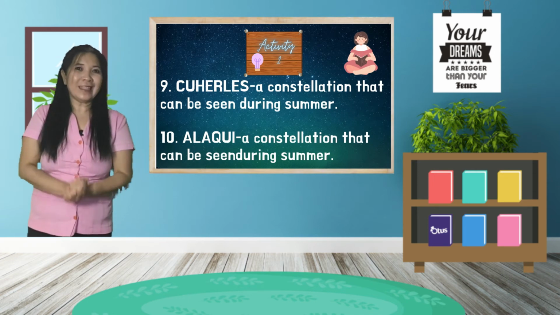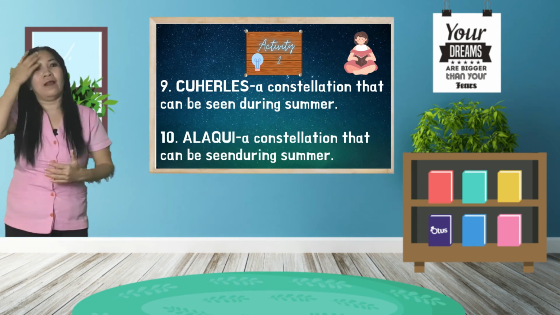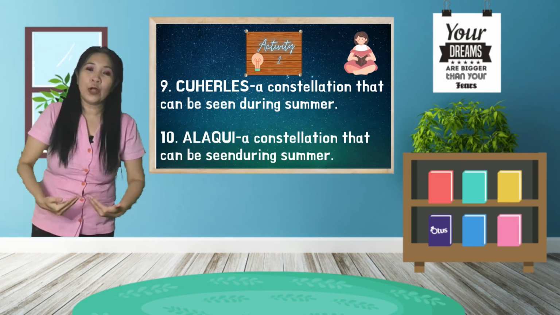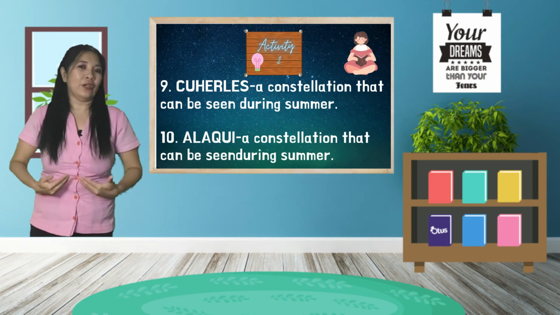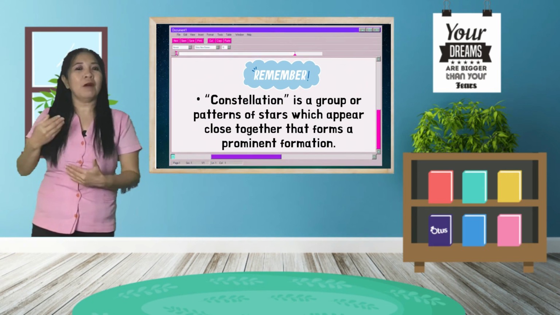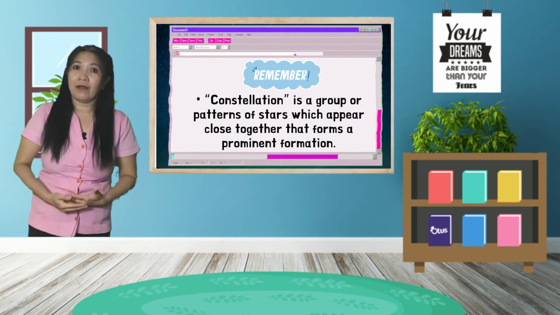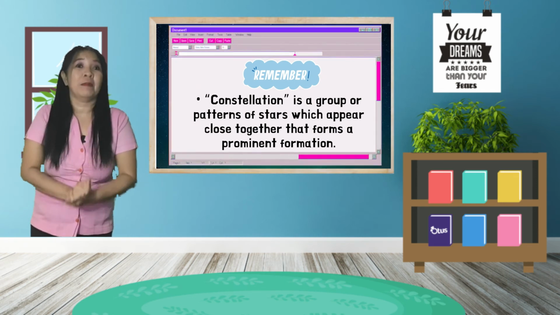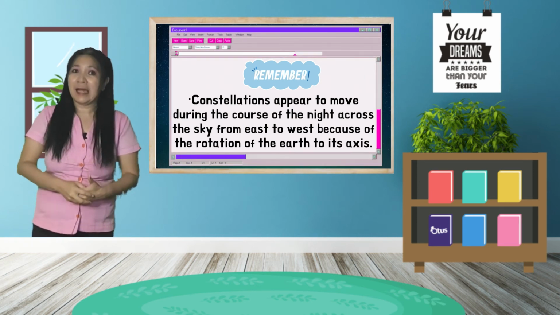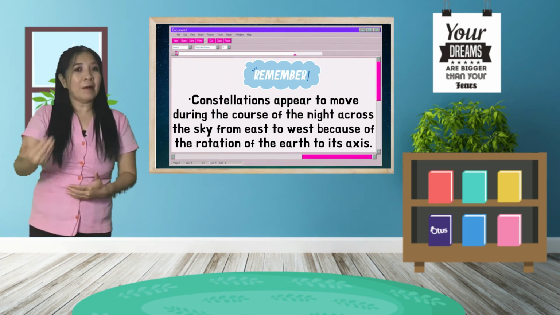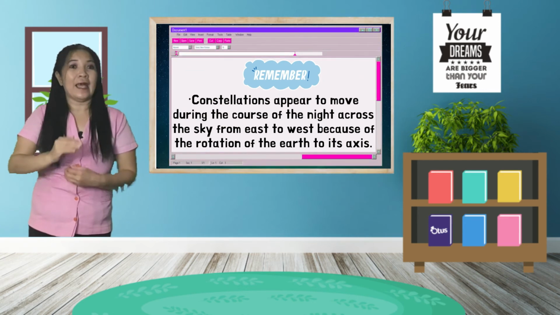Alright, students, this time, let us sum up our lesson. Let's gather together all that we have discussed and learned today. First, we discussed constellations. A constellation is a group or pattern of stars which appear close together that forms a prominent formation. The constellation appears to move during the course of the night across the sky from east to west because of the rotation of the Earth on its axis.